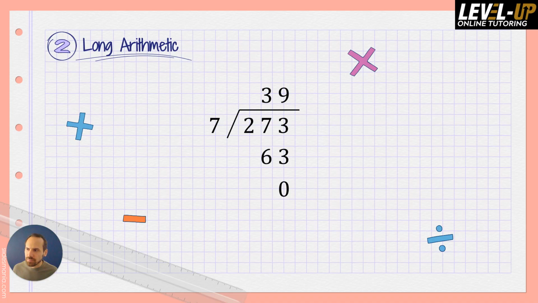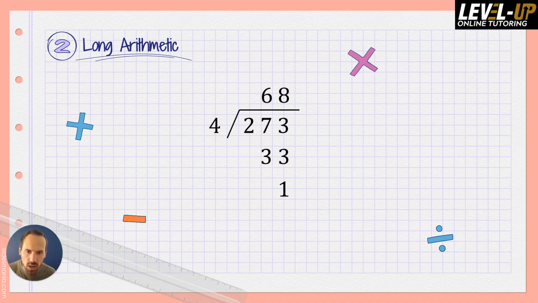And the answer is 39. But we won't always get a whole number here. So say if we did the same thing again with a 4, 27 divided by 4, we can get 6 lots of 4 in with a remainder of 3. Then we bring down the 3 and we do it again and we'll get 8 with a remainder of 1 because 4 times 8 is 32. And then we've got to the end and we've still got this remainder of 1. So the answer would be 68 remainder 1.